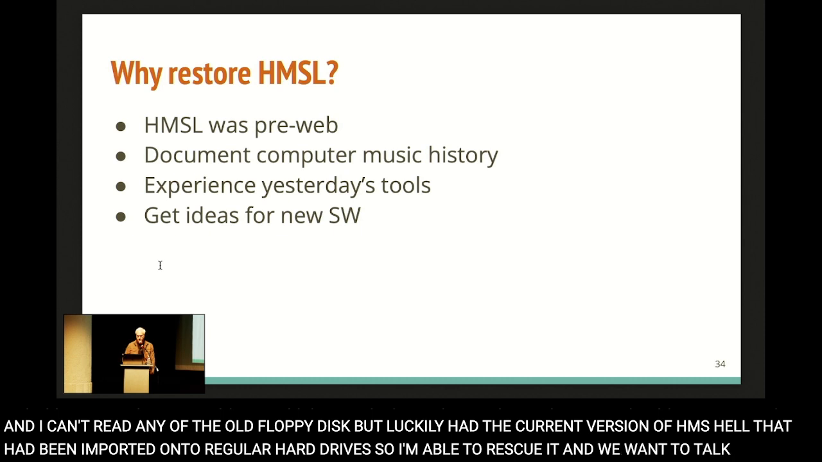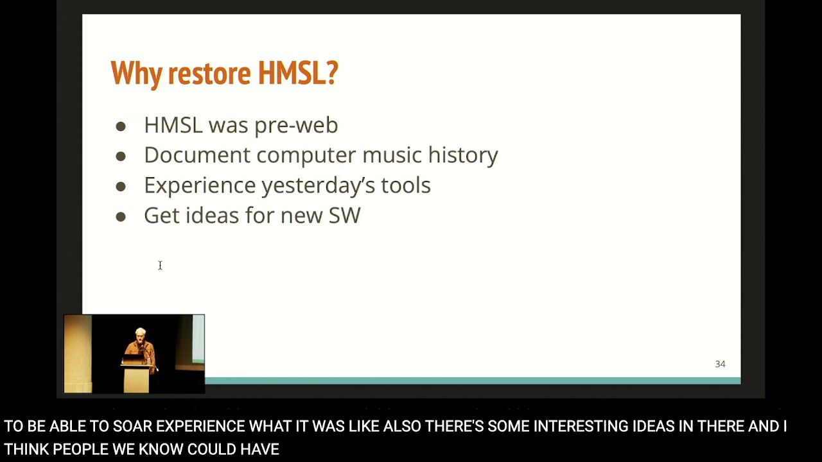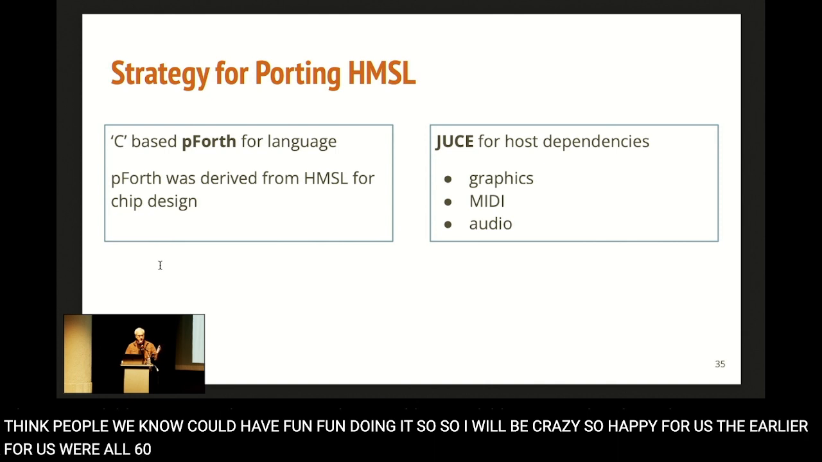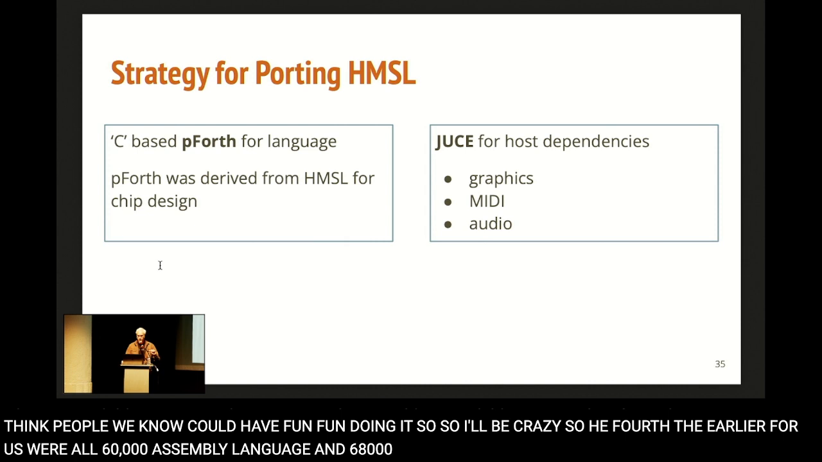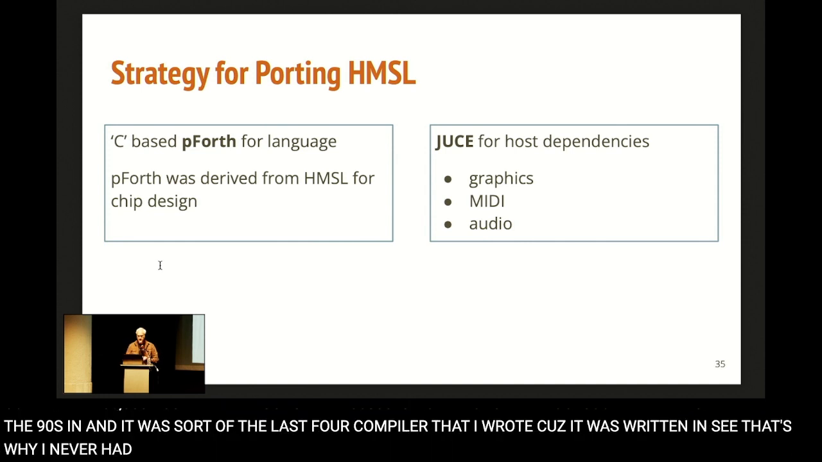I wanted people to be able to experience what it was like. Also, there's some interesting ideas in there, and I think people could have fun doing it. So that's why we recreated it. So P4th, the earlier Forths were all 68,000 assembly language, and 68,000 is not a popular processor. P4th was written in the 90s, and it was sort of the last Forth compiler that I wrote because it was written in C, and so I never had to write assembly language again after that much.